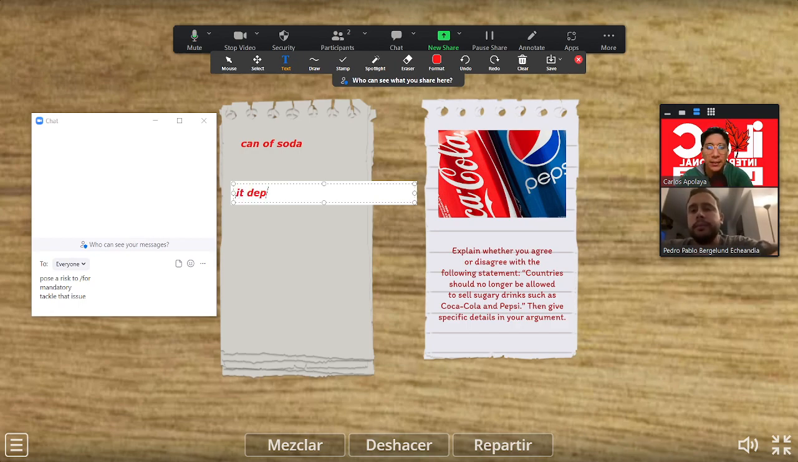Okay, or it depends. It depends on the situation, on the people, you know? Depende de las personas. It depends on the people. Yep. Cuando hablamos más rápido, decimos, it's up to you. It's up to the people, you know?